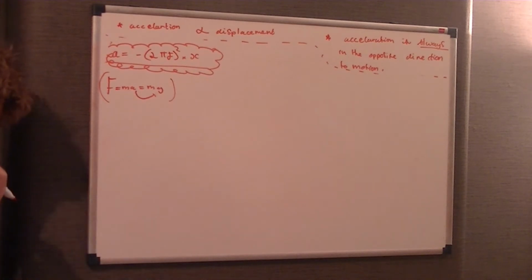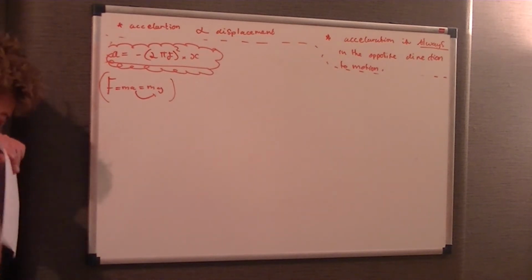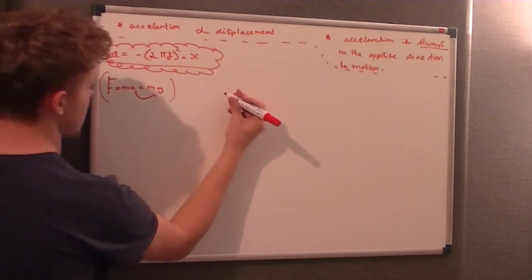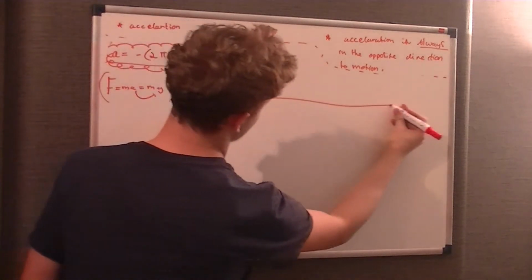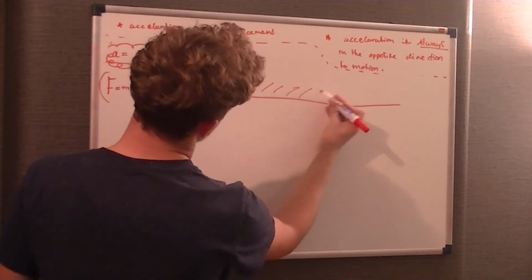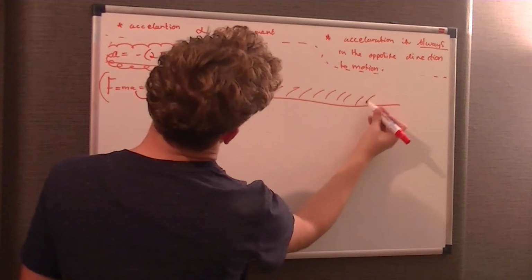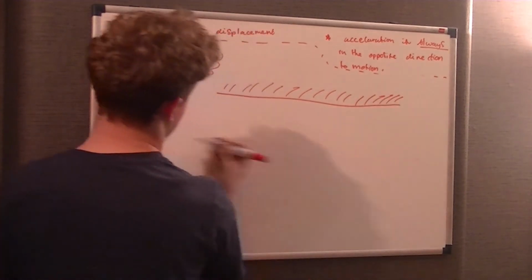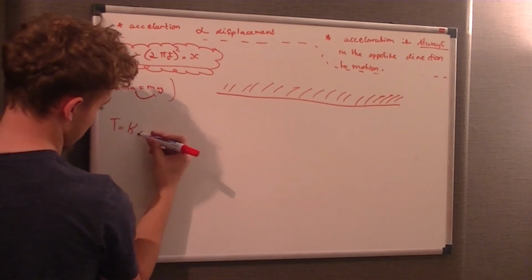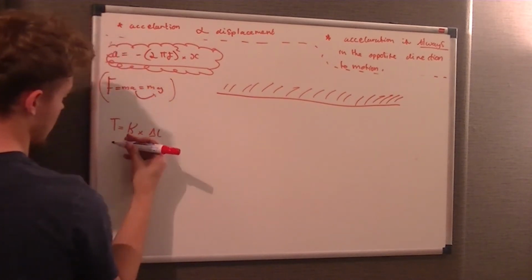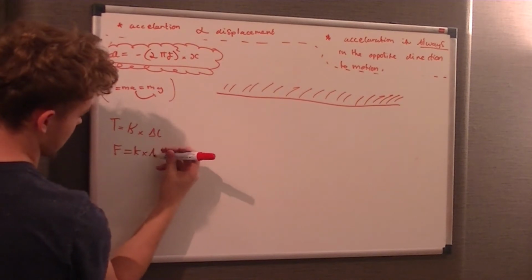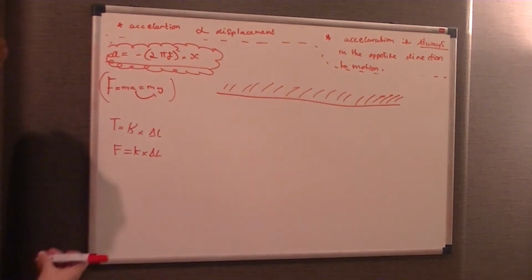Okay, so that's that there. The first one I'm going to apply it to is a spring idea. Now, again, Unit 2 physics dictates Hooke's law, which is T equals K times delta L, and we should know T is equal to F, so F is equal to K times delta L. Okay, so that's Hooke's law.